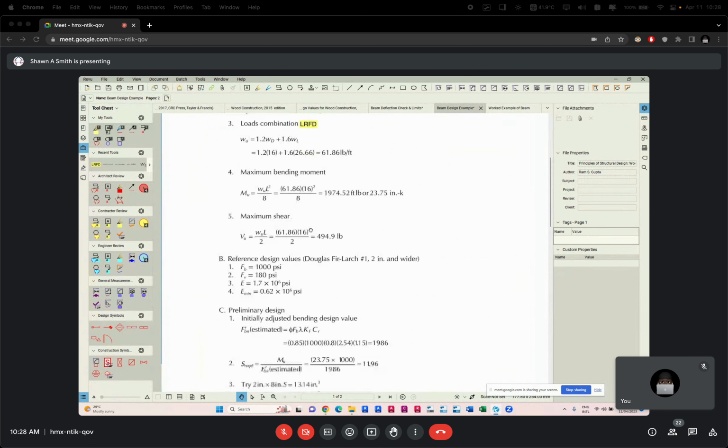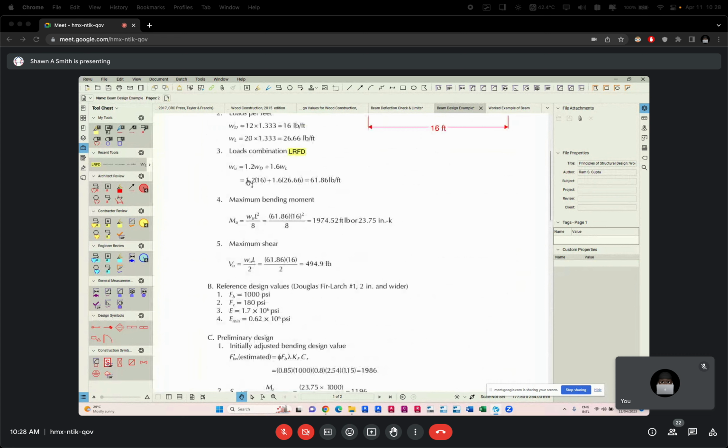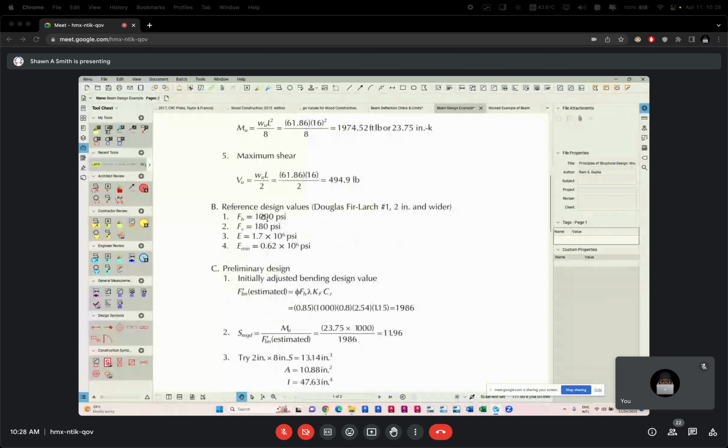All right. So these are all not new to us. We know that from analysis class. All right. Now let's look at the tables. What do we need to get in the table for? All right. We're going to look at reference design values.